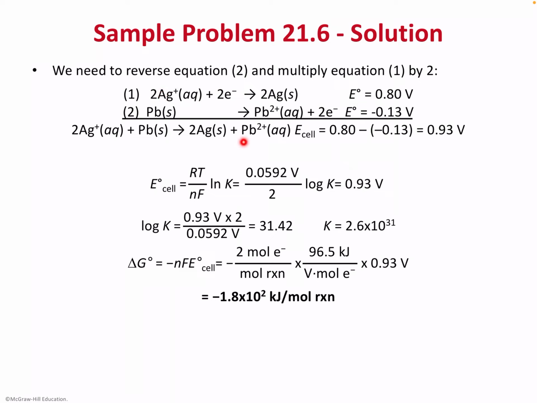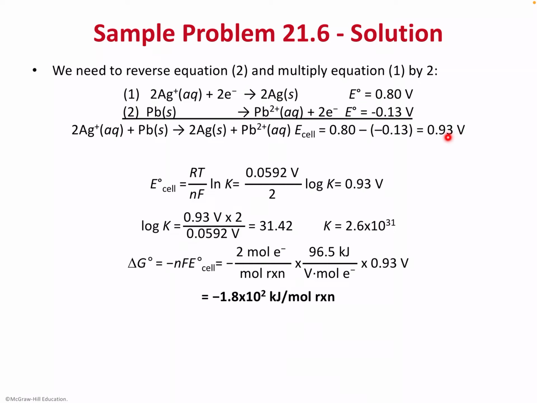And then this is the overall reaction, and then E cell would be cathode minus anode. This is going to be your cathode and this is your anode. Cathode is where the reduction takes place. So 0.80 minus 0.13, that would be 0.93 volts. Spontaneous redox reaction. So we found the E cell.